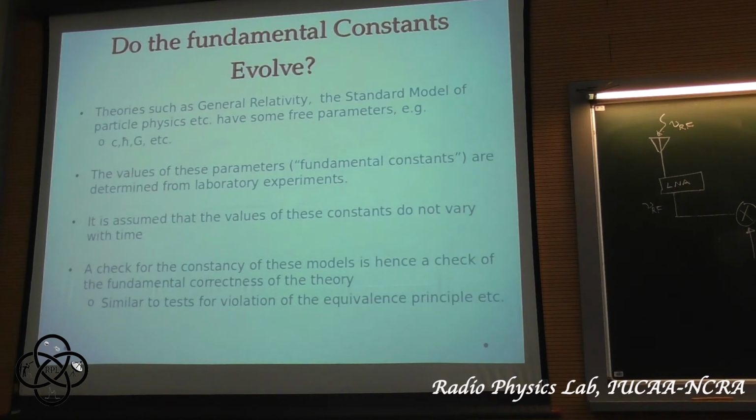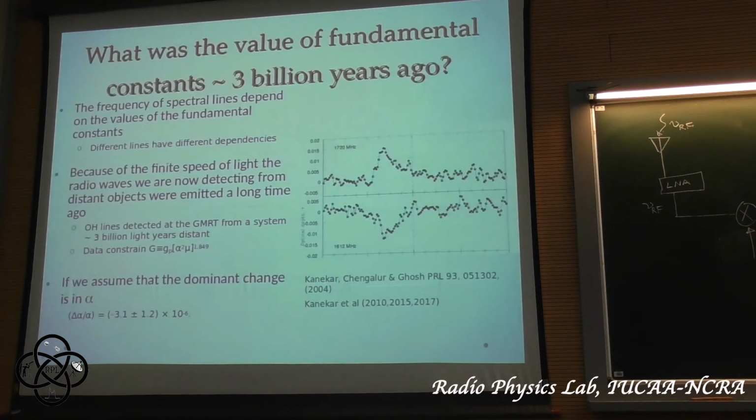And typically, most of these theories would assume that these constants don't vary with time or space, that they're the same everywhere in the universe. So if you check for the constancy of these parameters, it's hence a check of the validity of your model. Right? You can ask yourself the question: do these parameters vary with time and space? And so one particular way in which you can do it is by using radio lines.